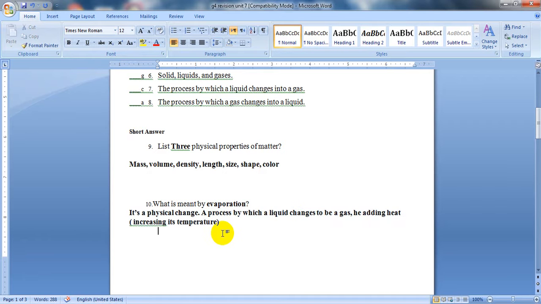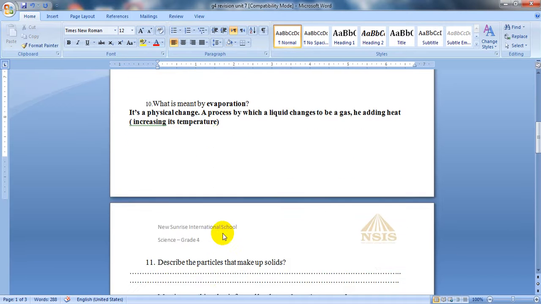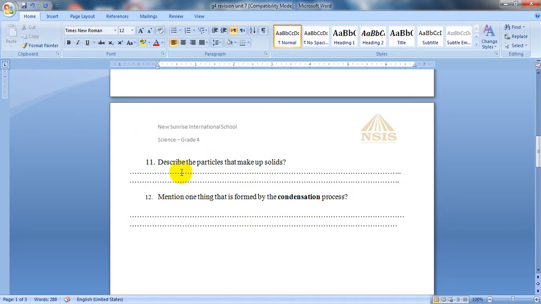Evaporation, it's a physical change. The same substance stays as it is. And how does it happen? By adding heat or increasing the temperature of matter or the substance. And during this process, a liquid changes to be a gas. Let's move to the next question.